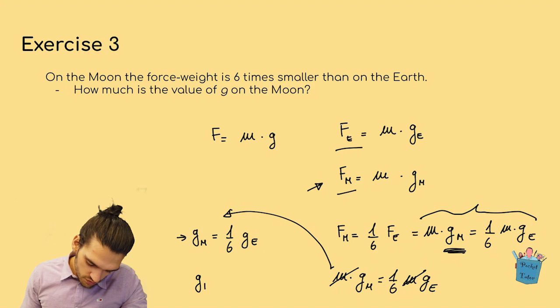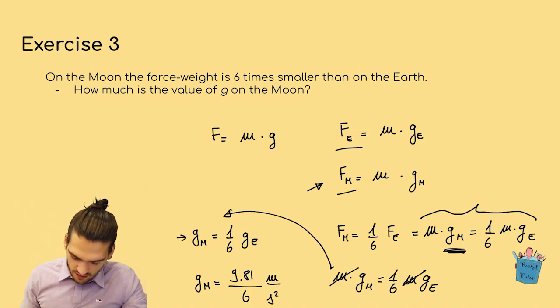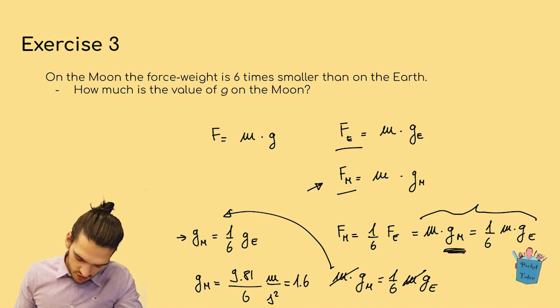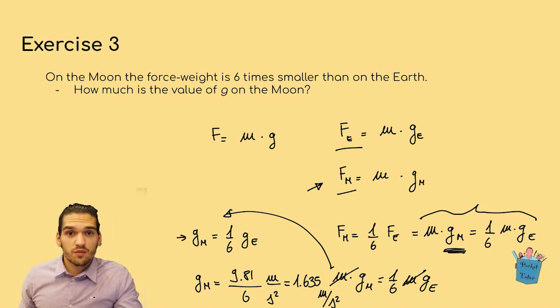Therefore, g on the moon is equal to 9.81 over 6 meter over second to the second power. And this one is equal to 1.635 meter over second to the second power.